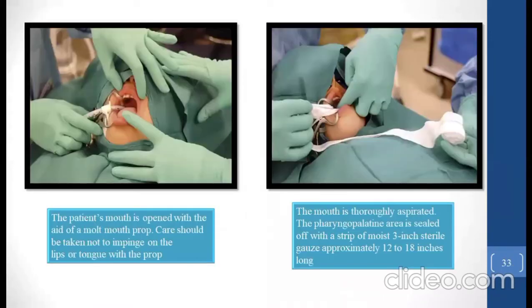efficient. Now, in this, the first photograph shows that the patient's mouth is open with the aid of the Molt mouth prop, and care should be taken not to impinge on the lip or tongue with the prop. The second photograph shows that the mouth is thoroughly aspirated, and the palatine area is sealed off with a strip of moist 3-inch sterile gauze, approximately 12 to 18 inches.